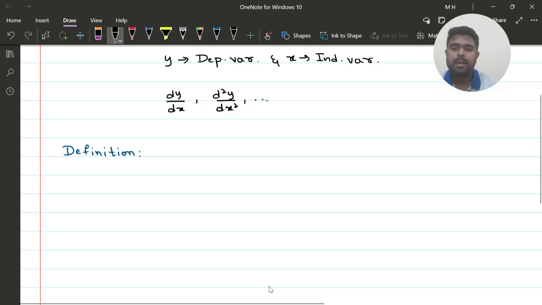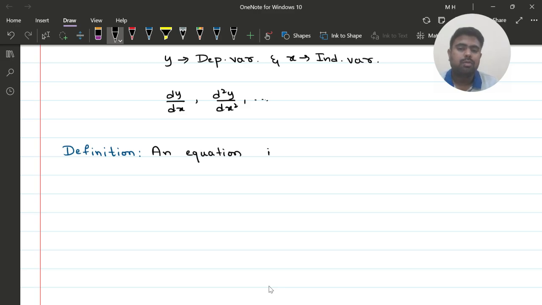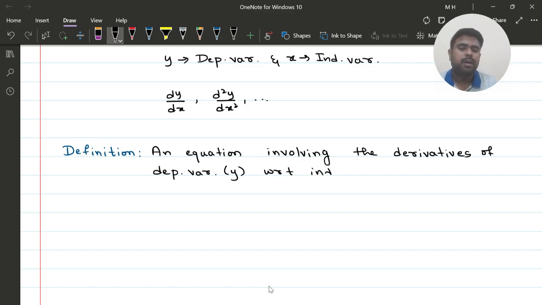If we have to define the differential equation, what is going to be the definition? The definition will be: an equation involving the derivatives of dependent variable y with respect to independent variable x is called a differential equation.